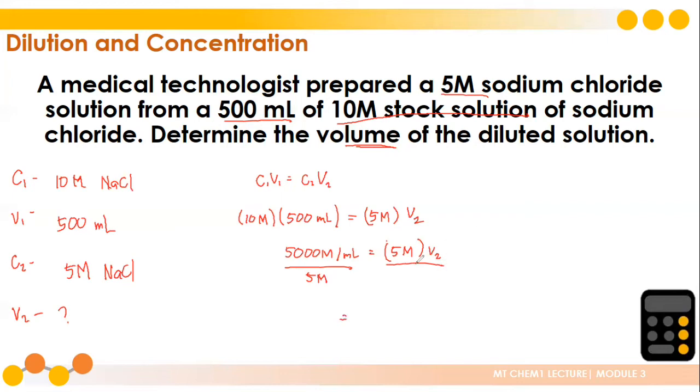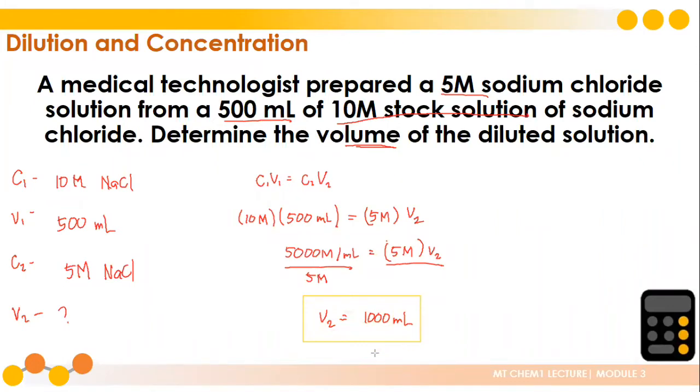So we have here, let's just switch their places. Volume 2 is equals to... kindly compute this on your scientific calculator. You will be arriving at our final answer, which is 1000 ml. This is now your final answer for our first problem.